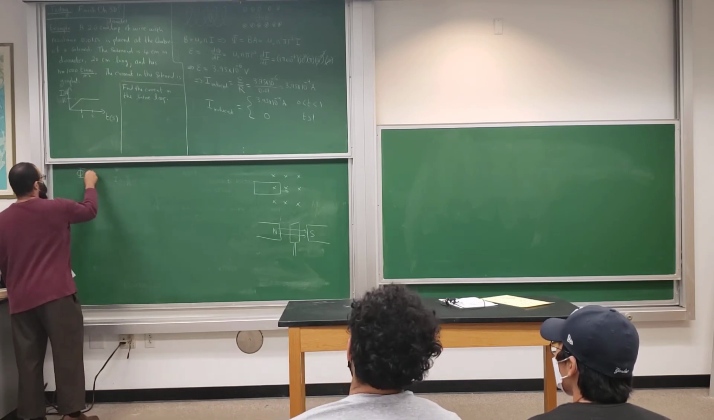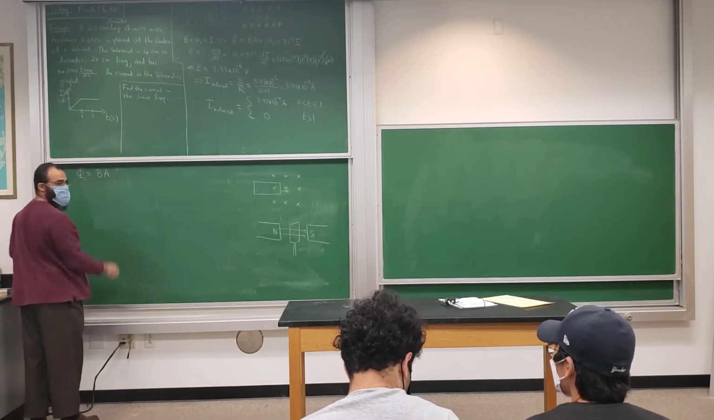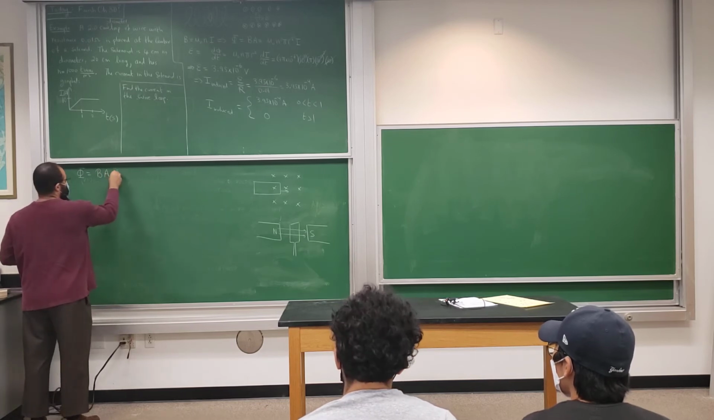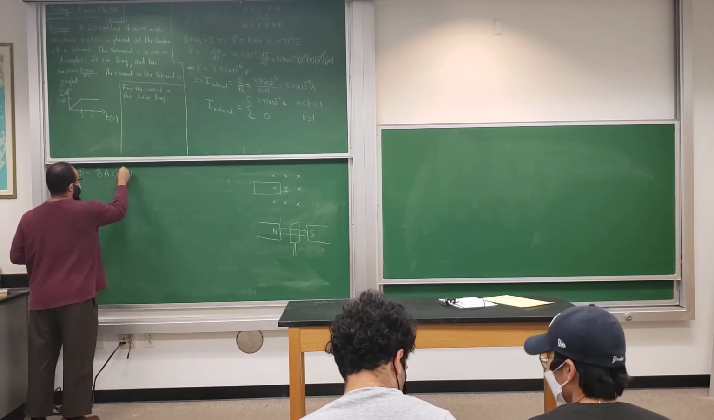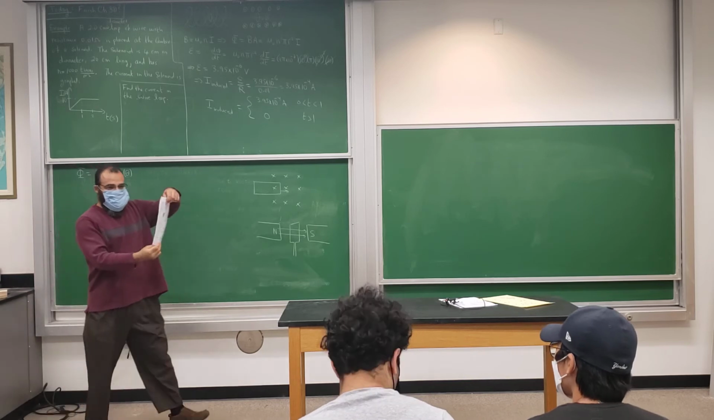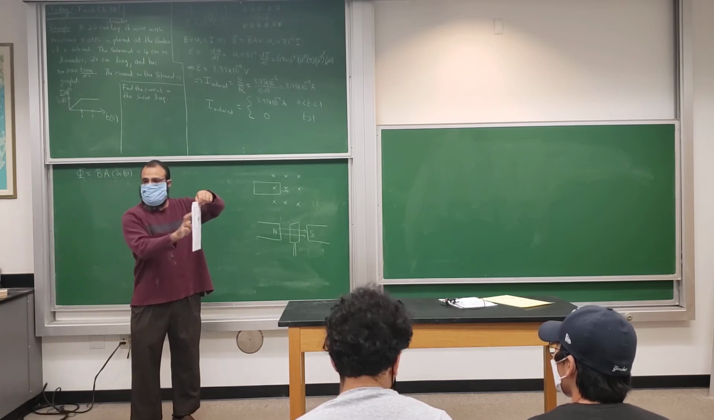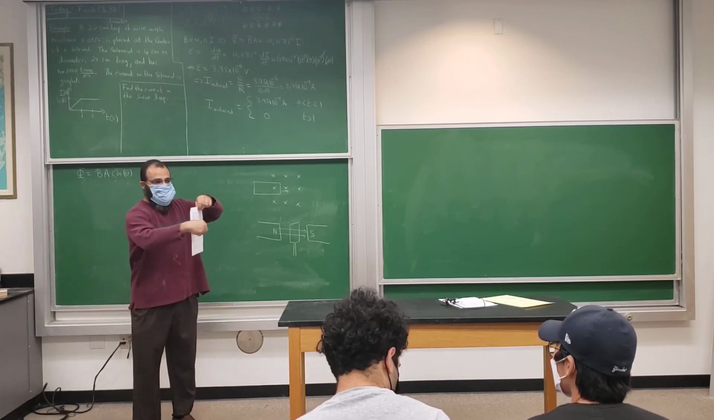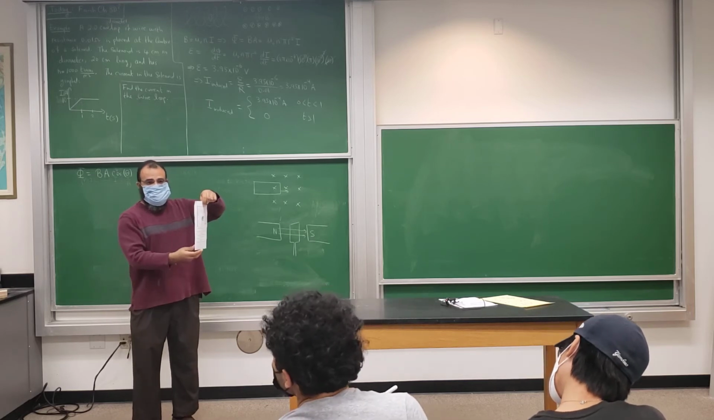Flux, remember what it is? It's the magnetic field times the area, but times the cosine of theta. Because if theta is 0, there is maximum flux. When the magnetic field and the area are facing one another, you get maximum flux.